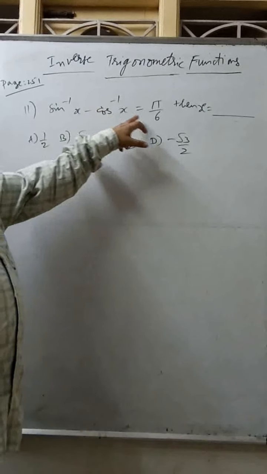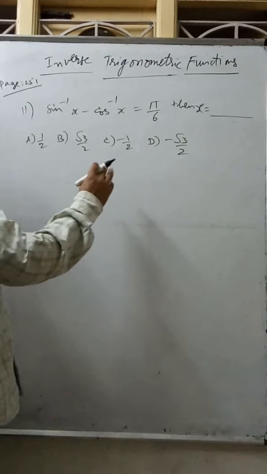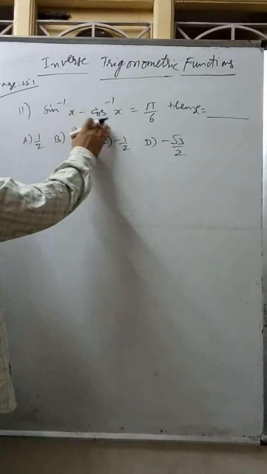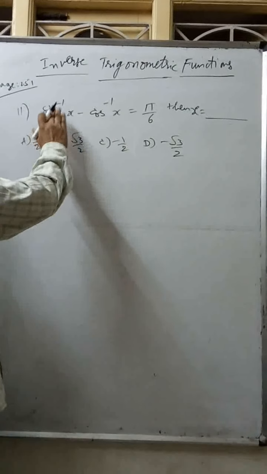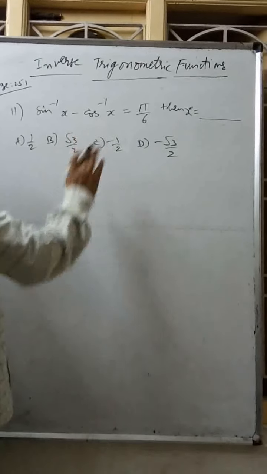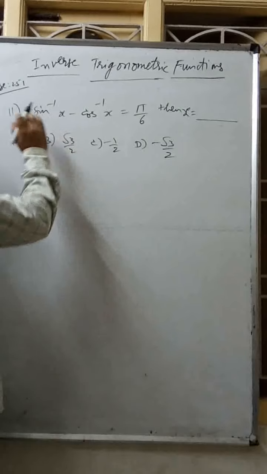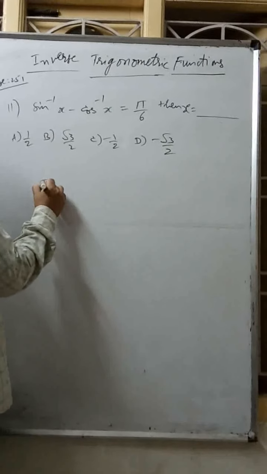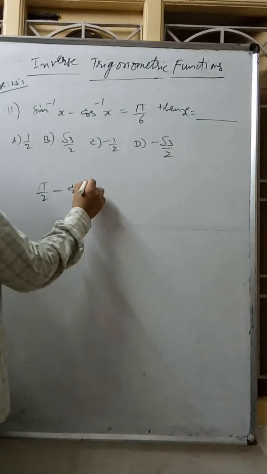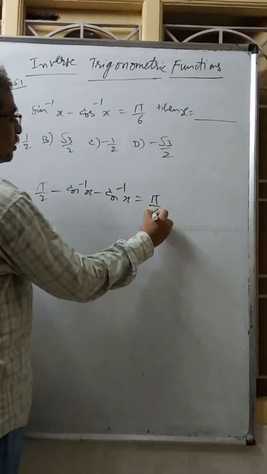Sin inverse x minus cos inverse x equal to pi by 6, then x equals what? Again there are two ways of doing it. Sin inverse x can be written as pi by 2 minus cos inverse x, or cos inverse x can be written as pi by 2 minus sin inverse x. So sin inverse x I am writing as pi by 2 minus cos inverse x, minus cos inverse x, equal to pi by 6.